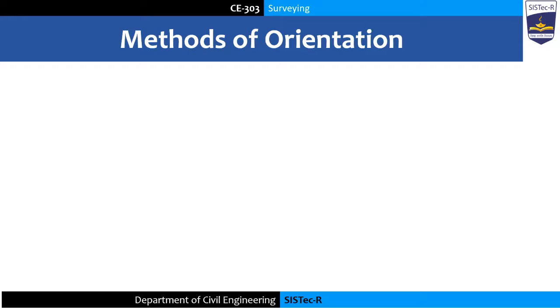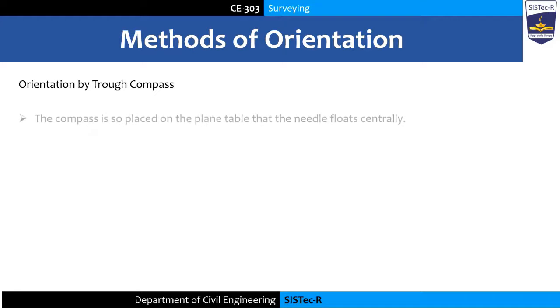So as I told you, orientation is one of the important operations that we will perform while performing the plane table survey. So what orientation basically is, orientation is just the fixing of direction. We can do this by using two methods. The first method is orientation by rough compass.